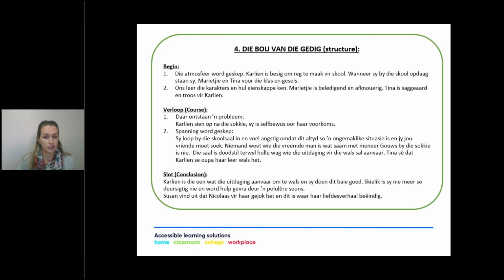Dan is slot, the conclusion. That is where the tension is now over, or the problem is solved, you remember. So now the tension was built up. Carlene is the one that had to dance with Franz. And then the conclusion is that it went very well. She danced very well in front of everyone. And she gets praised while she dances. And Franz encourages the boys to approach her and ask her to help them. Okay, so that is the conclusion. Everything went well.